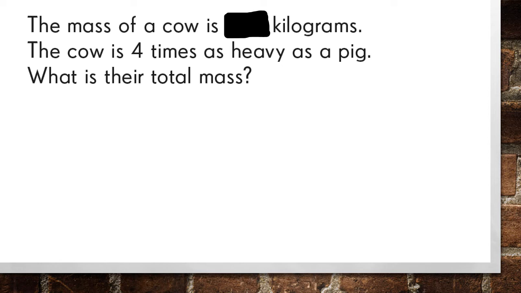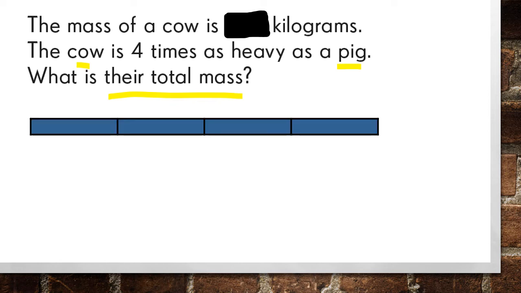So there's a few things happening that we're going to have to work on here. We want to know the total mass of both the cow and pig together. So we're going to have to add those amounts together. We know that the cow is bigger than the pig, and it's 4 times as big. And we can show that using a bar model that has 4 sections. That means that the pig would be the same amount as just one of those sections of the cow, because the cow is 4 times.